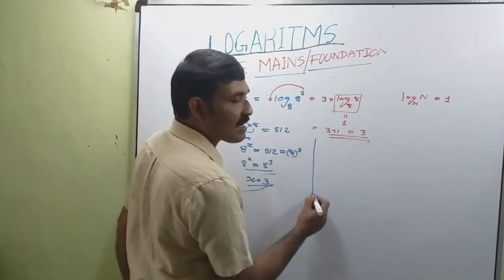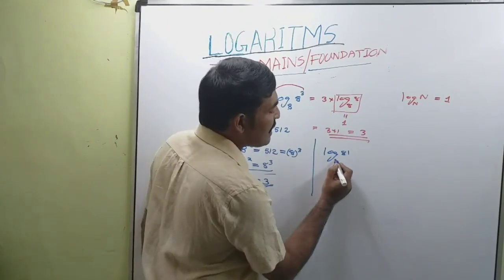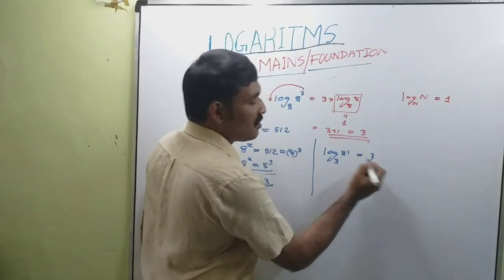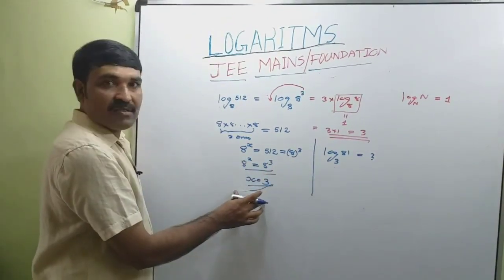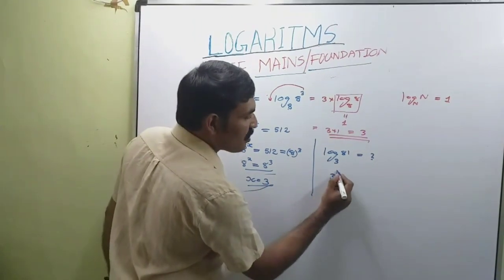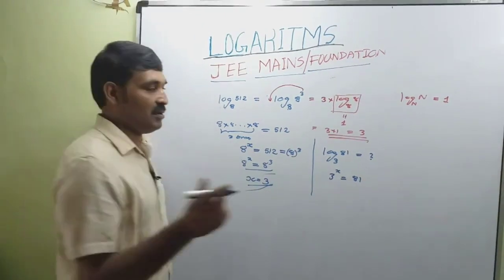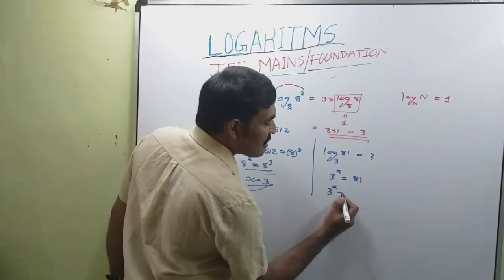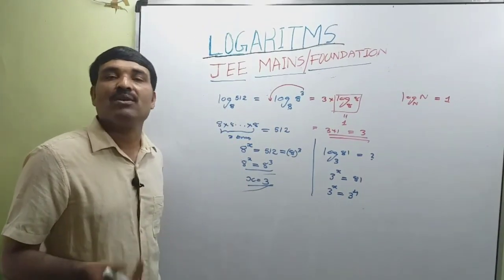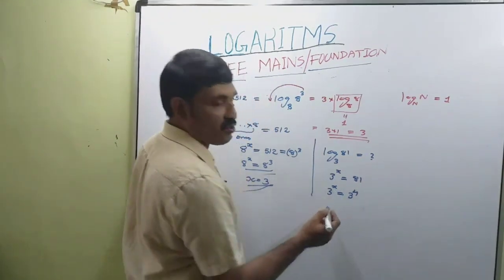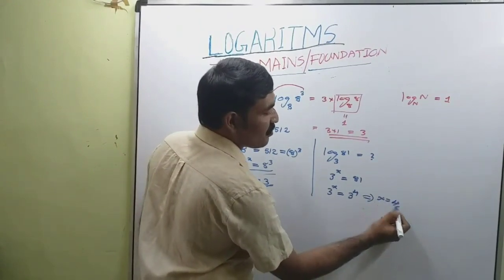Okay. Consider another question. Log of 81 to the base 3 is equal to what? We can do this problem in this manner. That means 3 raised to x is equal to 81. This is the exponential representation of the number. Or 3 raised to x is equal to 3 raised to 4. 81 is 3 raised to 4, 3 multiplying 4 times. Now comparing the powers or exponents of LHS and RHS, this implies x is equal to 4.